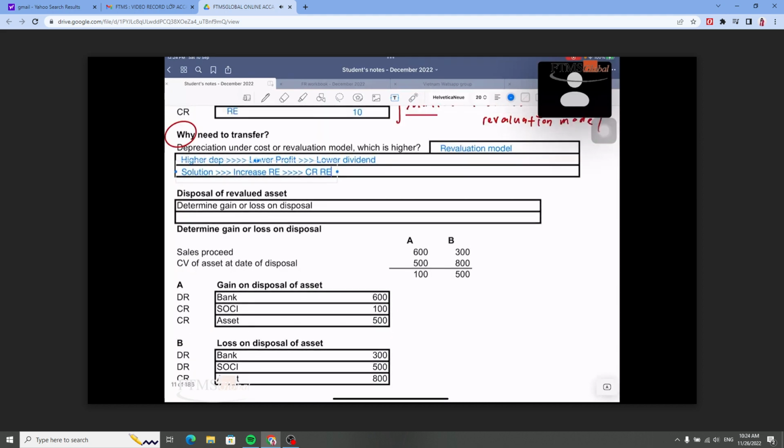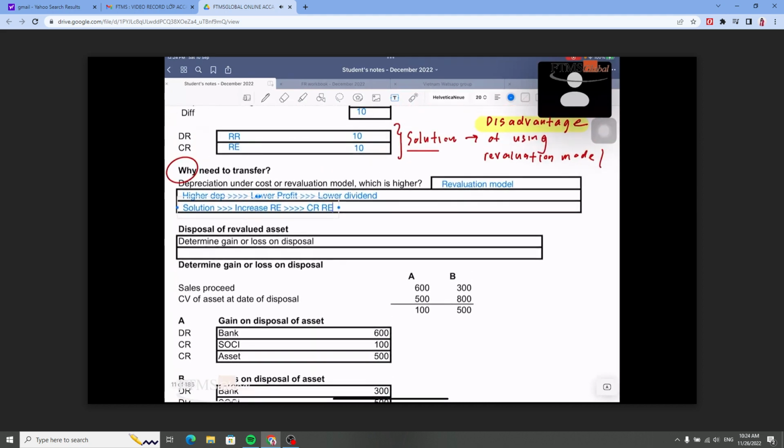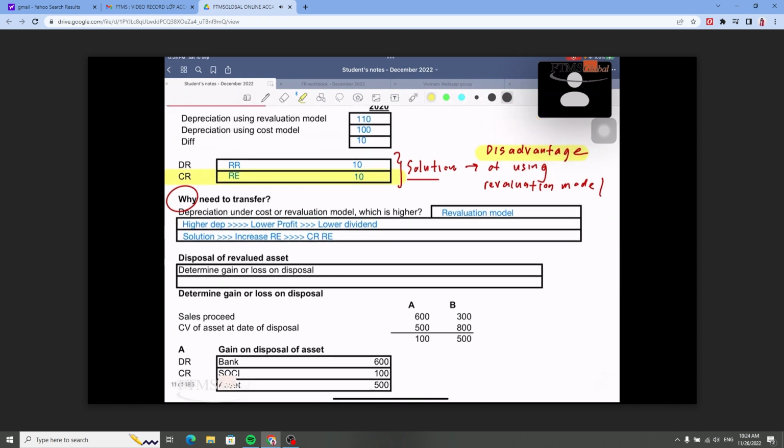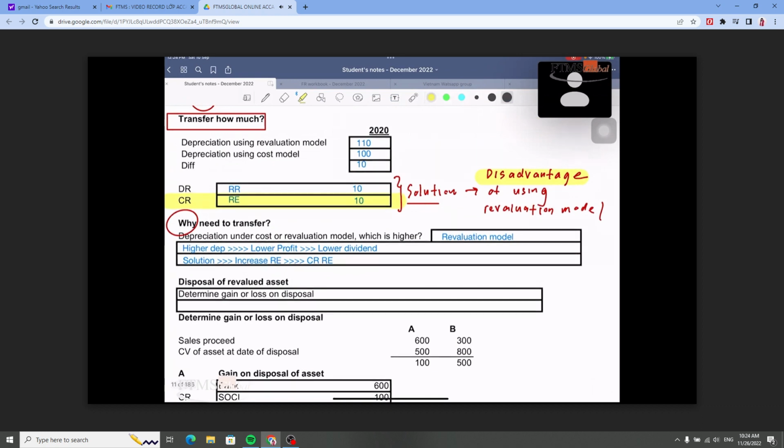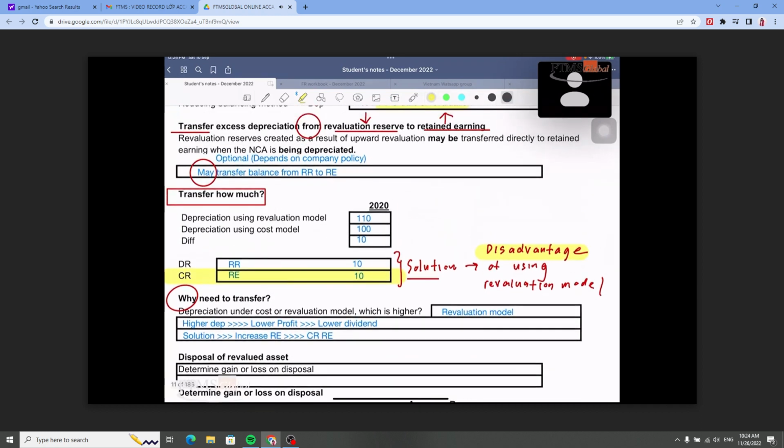So can you see the double entry now? Hopefully you understand the meaning of this double entry. The meaning is, if I use the revaluation model, I will get a certain disadvantage, which is lower dividend. So therefore, I need to counter this disadvantage by passing this double entry. Okay, so that's this part on transfer excess depreciation from RR to RE.